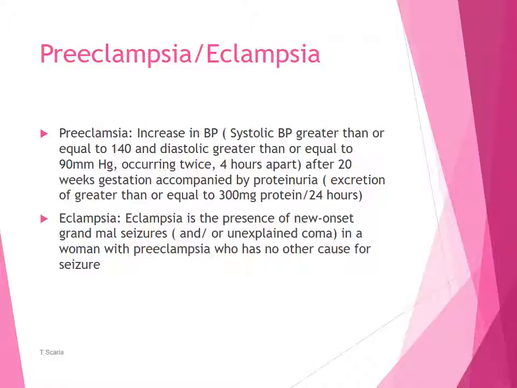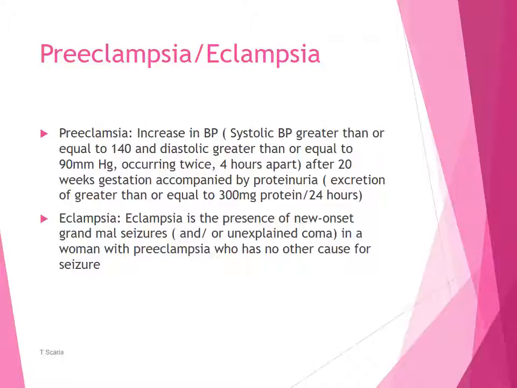Preeclampsia and eclampsia. Preeclampsia is an increase in BP, that is systolic blood pressure greater than or equal to 140 mmHg and diastolic greater than or equal to 90 mmHg, occurring twice 4 hours apart after 20 weeks of gestation, accompanied by proteinuria, that is excretion of greater than or equal to 300 milligrams of protein in 24 hours. So that is preeclampsia. And what is eclampsia?